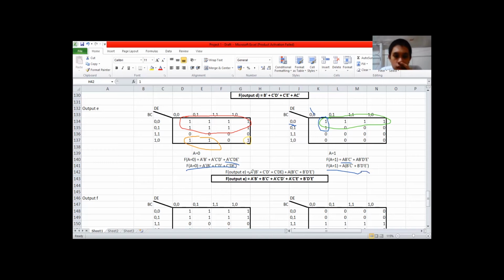For the output E, so distributing each of the combined factored expressions, here is the output, the logic function for output E, which is A prime B prime, or B prime C prime, or A prime C prime B prime, or A prime C prime E prime, or B prime D prime and E prime. So moving on with output F. So where is output F?